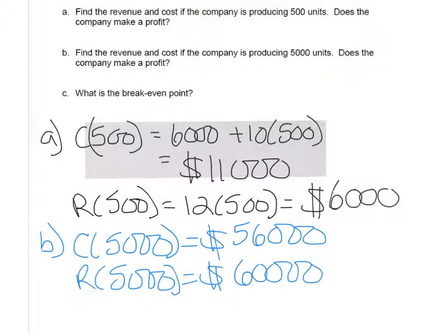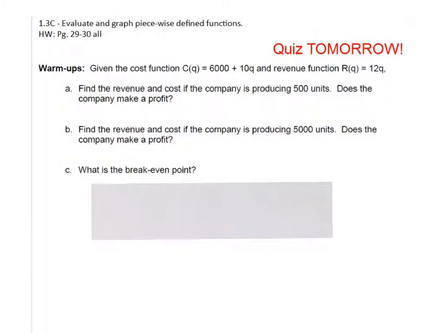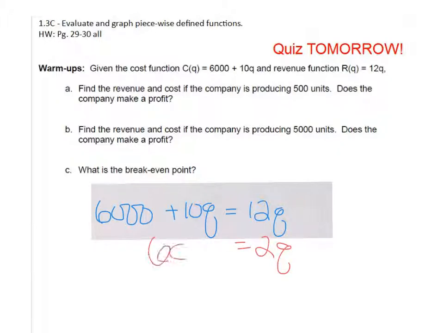For the break-even point, we're going to set the revenue equal to cost and solve. So when will 6,000 plus 10Q equal 12Q? Let's subtract the 10Q to the right. Divide by 2. So 3,000 items, or units. So we'll write 3,000 units.